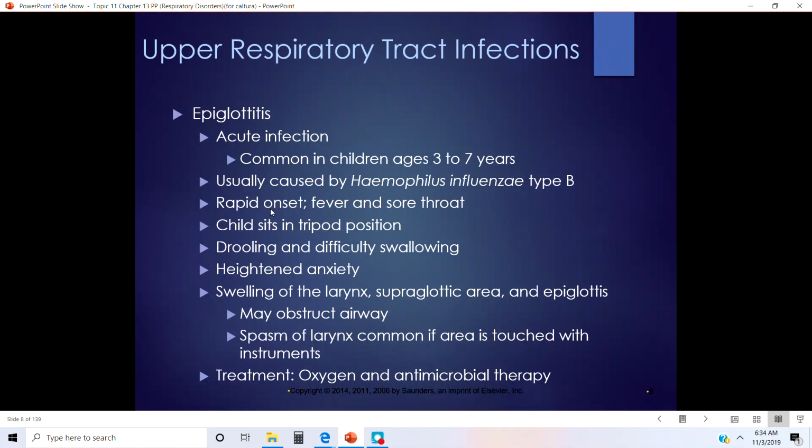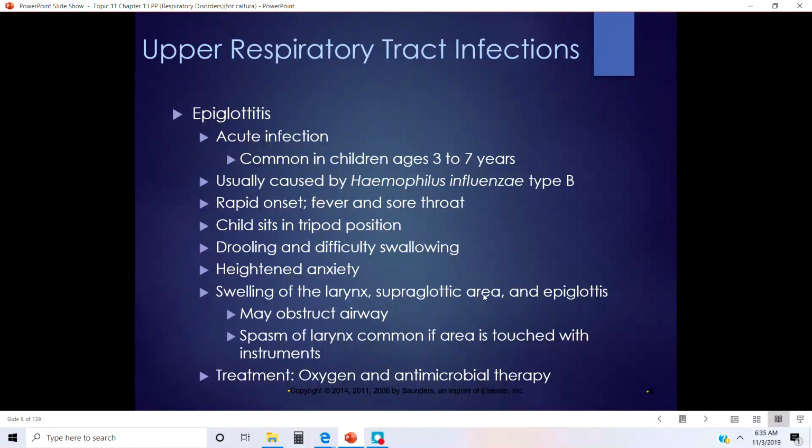It's a rapid onset, so it means it occurs suddenly. So it's a real acute infection, causing a fever and a sore throat. You actually can see this child sitting in what they call a tripod position, where they're leaning forward and they have their two hands or their two palms down on the chair. It helps them to breathe a little bit better. The inflammation actually makes it difficult to swallow, so they'll drool, they'll have anxiety. And like I said, the epiglottis is part of the larynx, so the rest of the larynx can also become inflamed, the area above the glottis, and then again the epiglottis itself, hence the name epiglottitis.